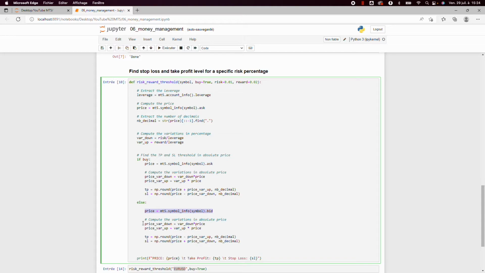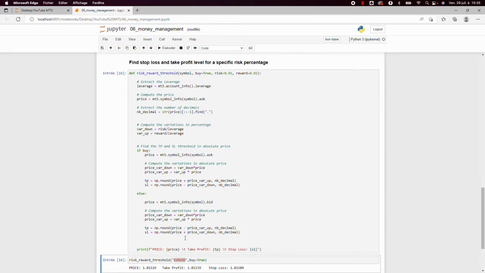You will take the bid price, you will multiply the price by the downward variation and the upward variation. And then instead of adding the price var up, here we need to do minus the price var up. And here, instead of minus, the plus, because we need to do exactly the opposite. So then let me show you how this function works.